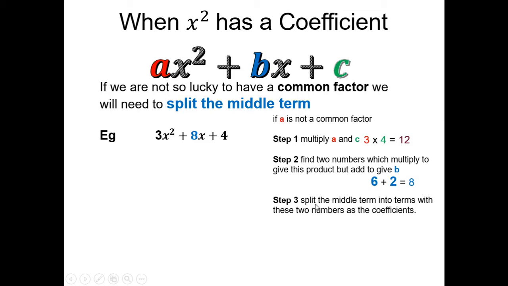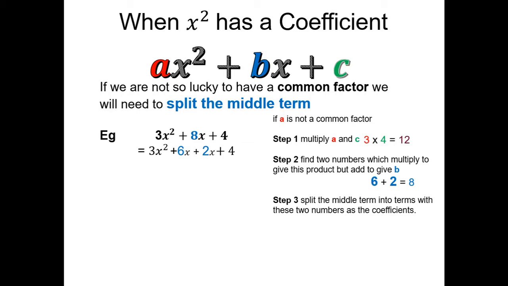So next step, step 3, split the middle term into two terms with these two numbers as the coefficients. So I found my two numbers. I'm not going to put those numbers in the brackets now, though. I'm going to split the 8x into 6x and 2x. Okay, this is the exact same quadratic as you've got above. I've got the 3x squared, and I've got the 4 at the end, and in the middle, I've taken the 8x and I split it into 6x and 2x. Now, this may not make any sense to you right now, but it's about to.